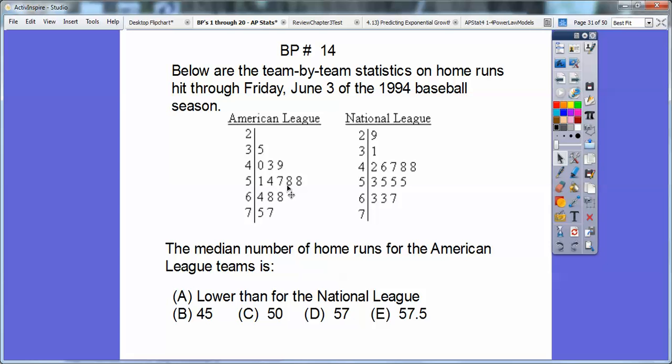So the median is between 57 and 58. So the median would be 57.8. I'm sorry, 57.5. So it's this one. So the median of home runs of the American League is exactly 57.5. Okay, the median over here, 1, 2, 3, 4, 5, 6, 7. So between 48 and 53. So if I average those, what's that? That's 50.5. So it'd be somewhere between 48 and like 50 point something. Okay, so the answer is E on that one.